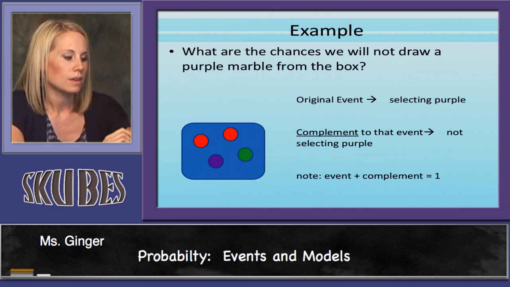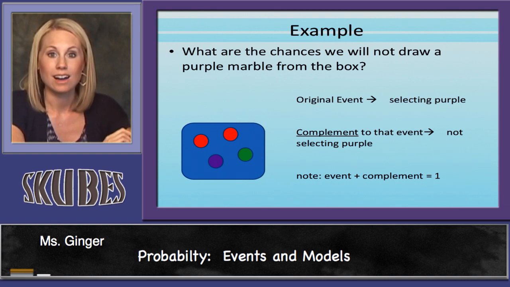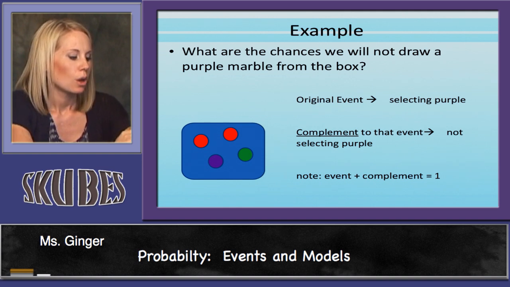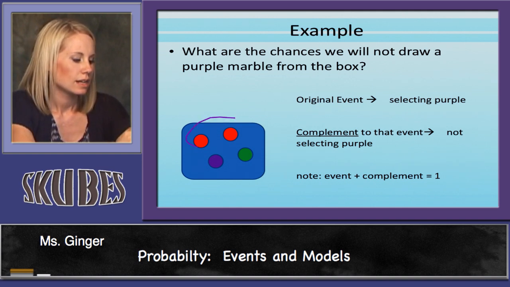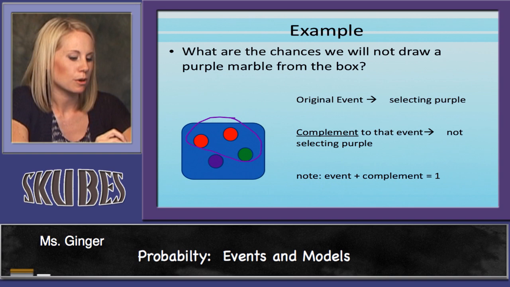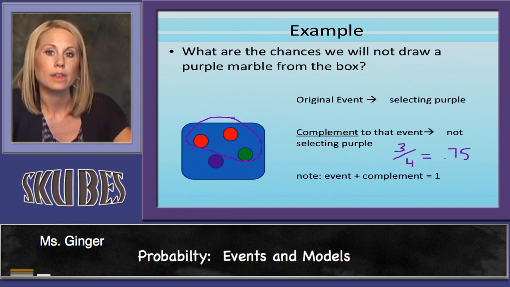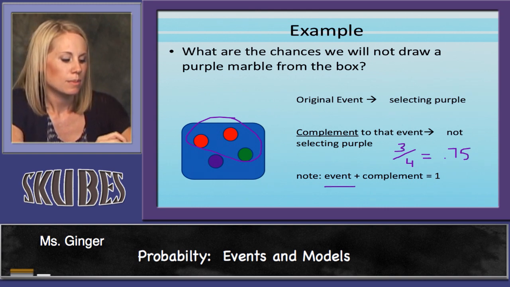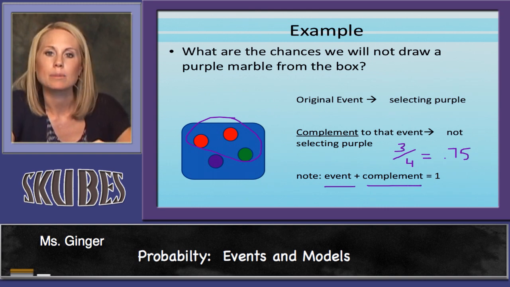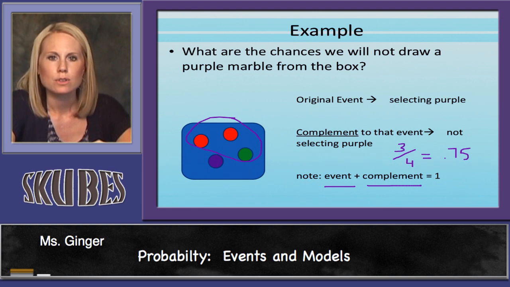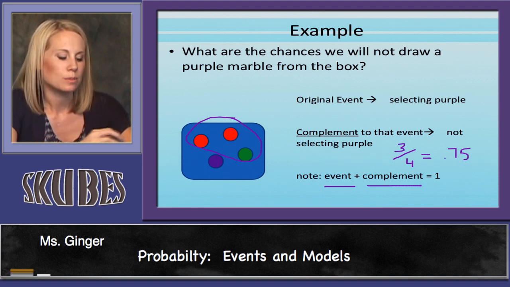What would be the probability of us not choosing a purple marble? Well, we can see that we have 3 that are not purple in our box of marbles. So 3 out of, remember, total goes on the bottom, 4 marbles. Gives us a 0.75 probability for that happening. And just to check yourself, remember that the event plus the complement is always going to add up to 1. So make sure that that's true once you're working through these problems.